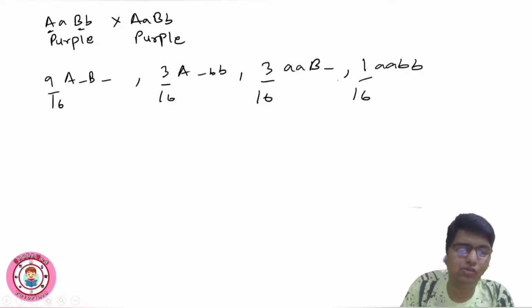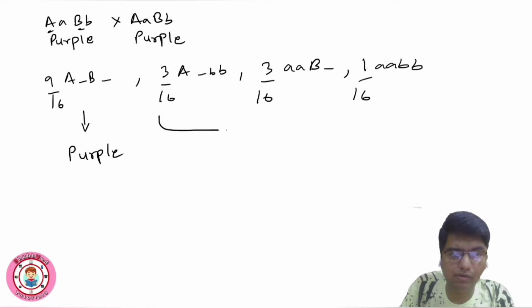So we know this ratio. But now, this is the genotype; what will be the color? Both genes are important for the purple pigment. First the intermediate is formed with the A product, the A gene, and B for purple. So both these dominant genes are important, so only this will be purple. Hence all the rest will be white.